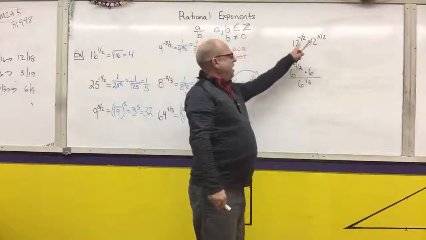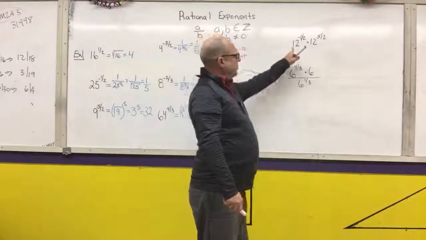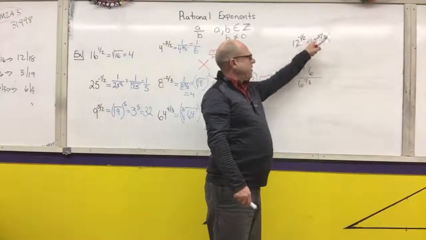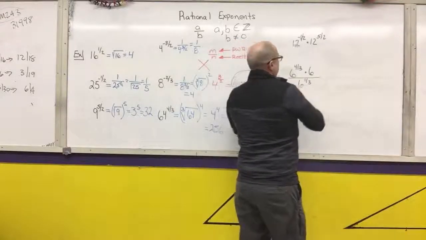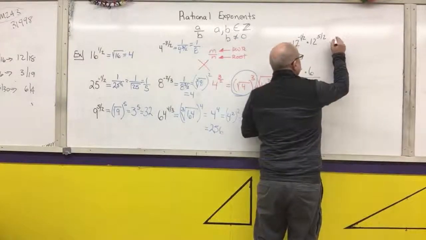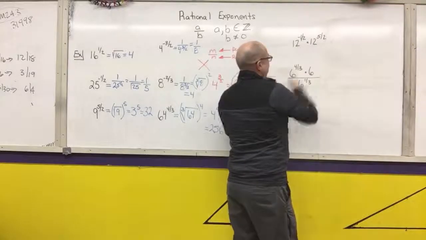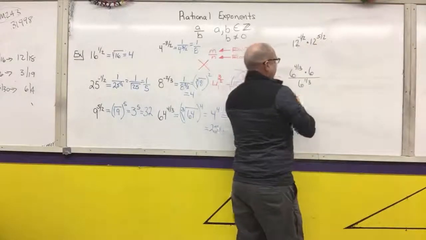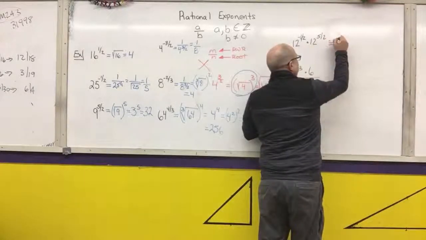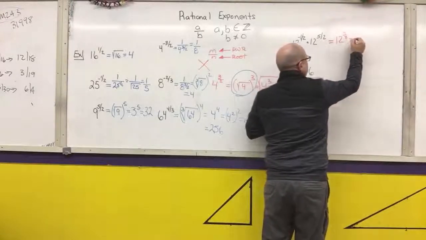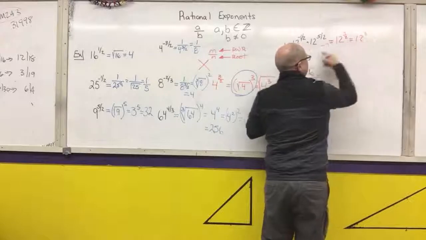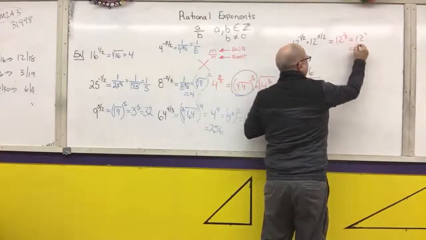Now let's start adding other properties in here. When I have two things to the same base raised to exponents, I add the exponents. So if I have 5 halves minus 1 half, that gives me 4 halves. 4 halves is the same thing as 2. So my answer would be 12 squared, which is 144.